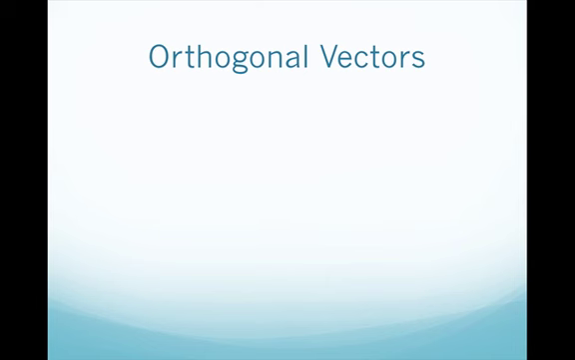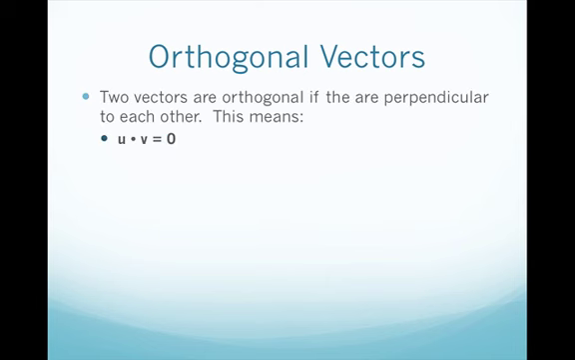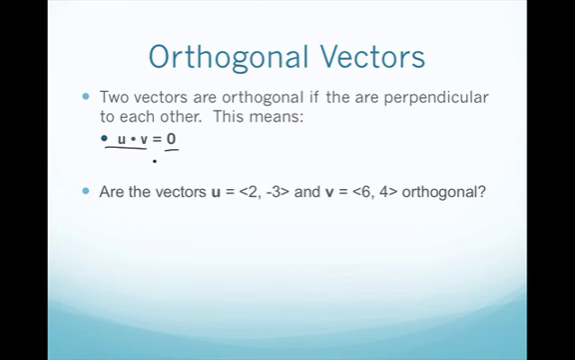Now we're going to learn a new term, orthogonal vectors. What orthogonal vectors are is that they are perpendicular to each other. So there's a very unique property about perpendicular vectors in that their dot product equals 0. So if you have two vectors that are orthogonal to each other, then their dot product is going to equal 0. So let's figure out if the following two vectors are orthogonal.